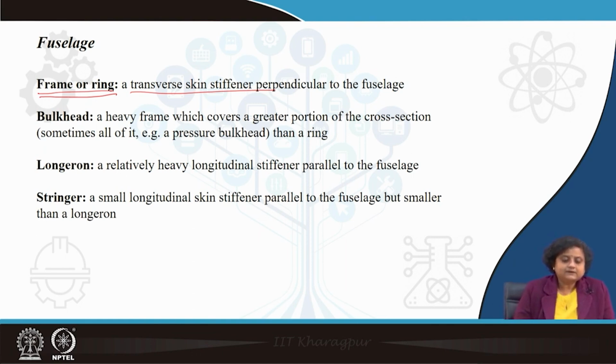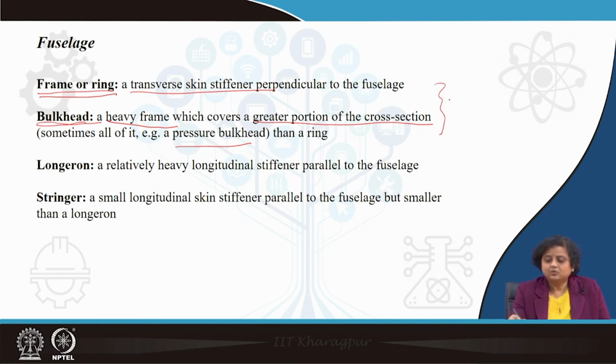Another transverse member is the bulkhead, which is a much larger component and a heavy frame, usually seen covering the greater portion of the cross section of the fuselage, at the front and at the back of the fuselage. They are also transverse members, but much heavier and larger than the frames or rings. So, these two make up the transverse members of a semi-monocoque fuselage.